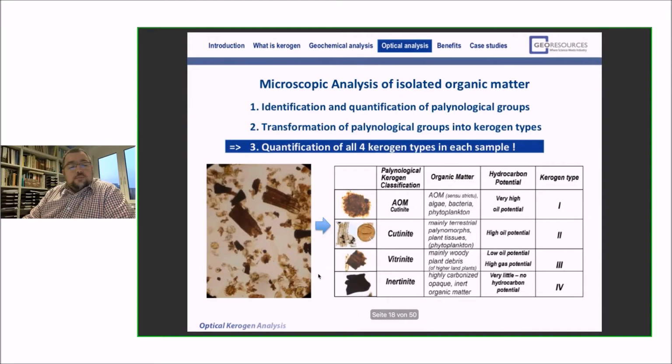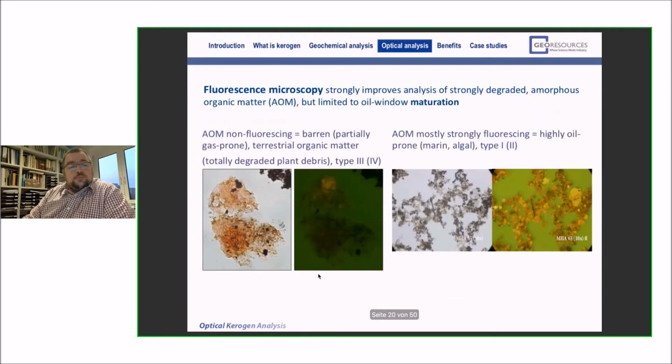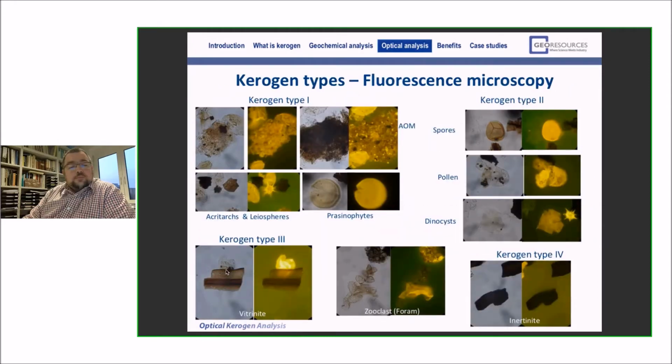So here we have kerogen type 3, the vitrinite. This brown stuff here is vitrinite. Here we have an algal prasinophyte behind, which is bright yellow in fluorescence, but the vitrinite itself is brownish in normal light and also stays almost the same in fluorescence. And then we have the last group, which is black in fluorescence: the inertinite, which is black in normal light and also stays black in the fluorescence microscope.